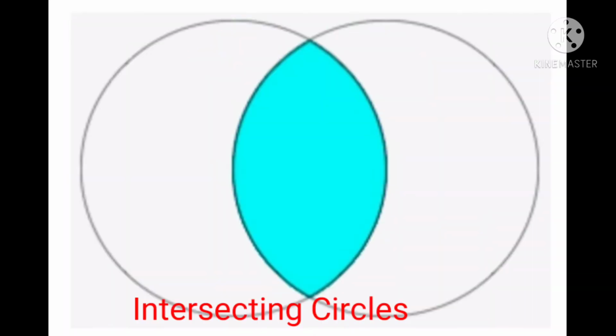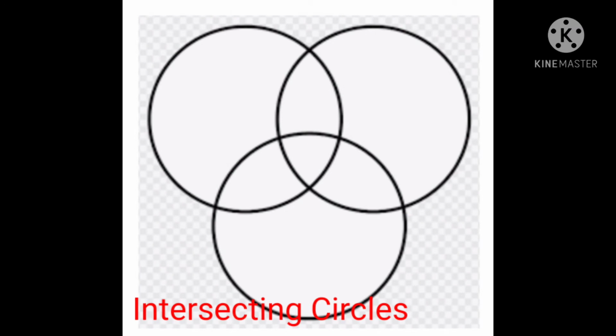Okay. Next is intersecting circles. When two circles or three circles cross each other, that means cut each other, such types of circles are called intersecting circles. See here the colored part shows this part is intersected by the two circles, so such types of circles are called intersecting circles.